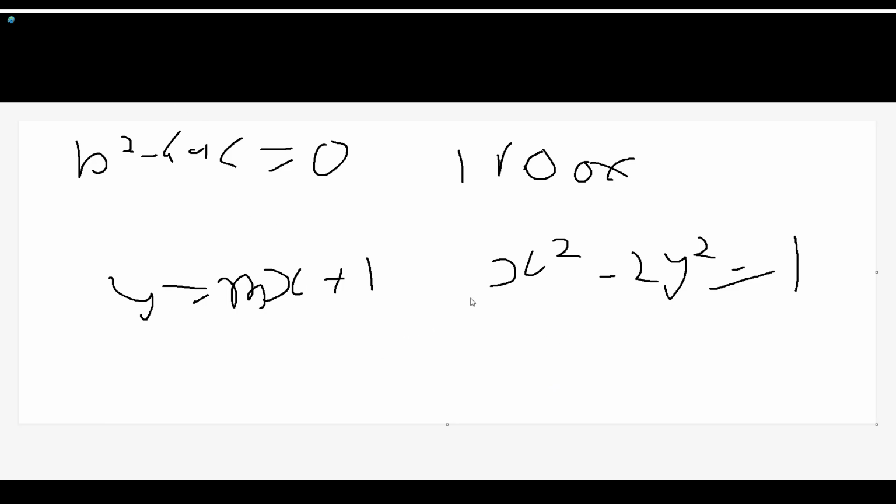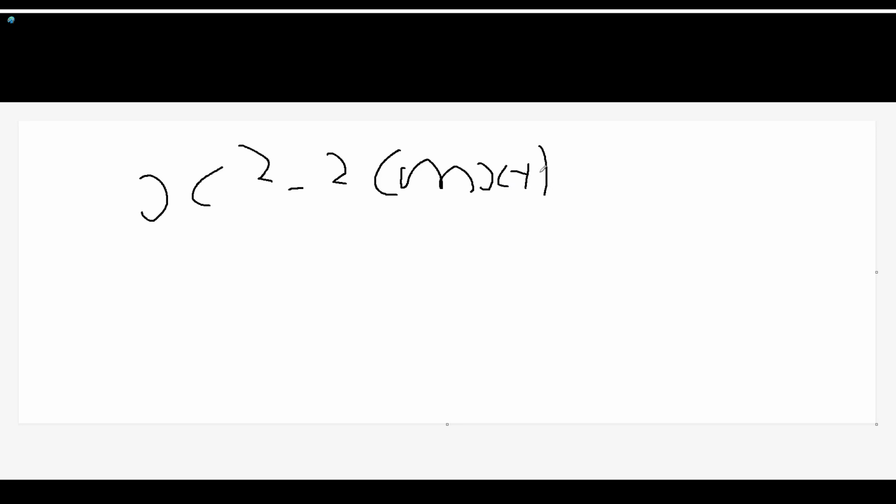So what this becomes, okay, we're substituting into this equation, right? x squared minus 2, and then we're substituting in for y, mx plus 1, and we're putting this equal to 1. Right, simple enough. This is squared, my bad.